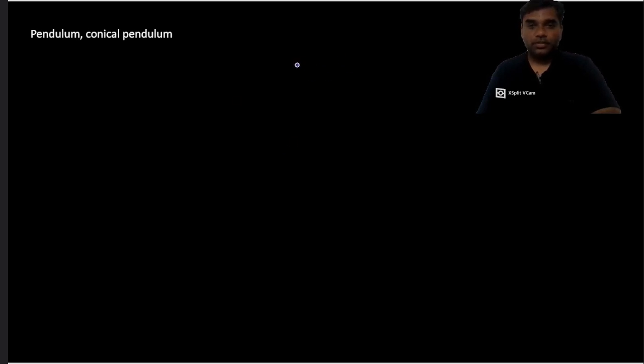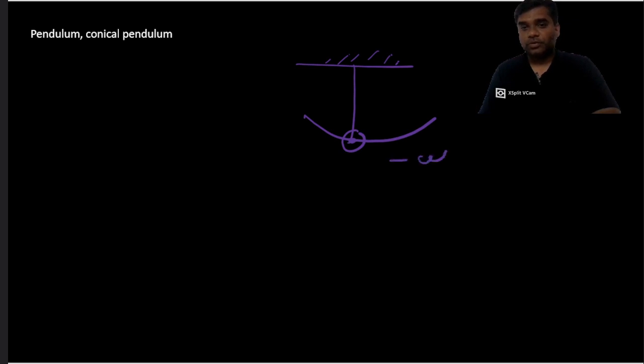Now simply, this is the case of a pendulum. It is doing a to and fro motion with omega and having mass m. So we can say this string has the tension T, and the weight acting downward is mg.